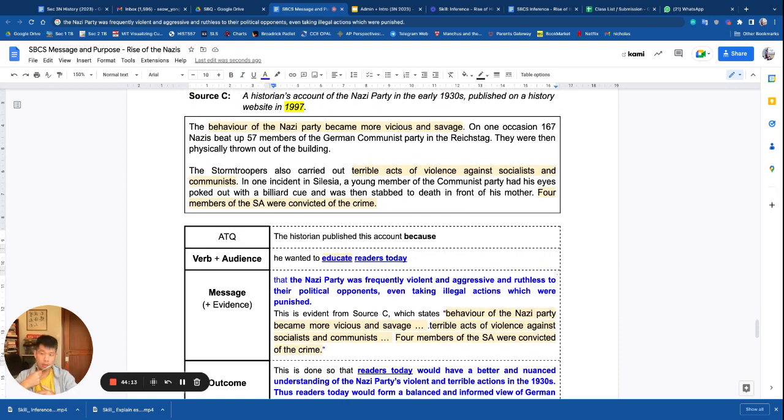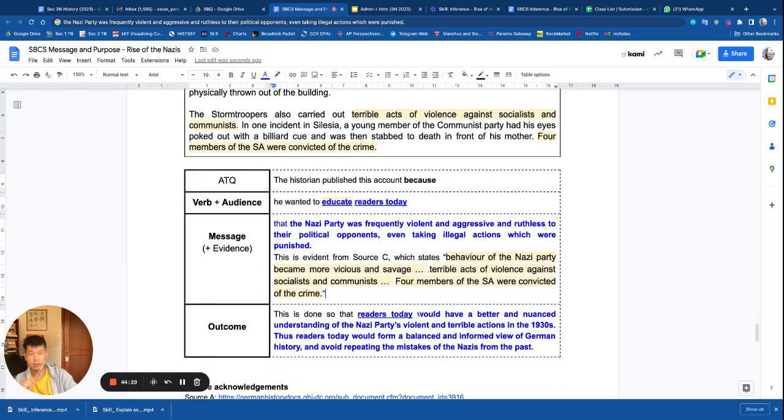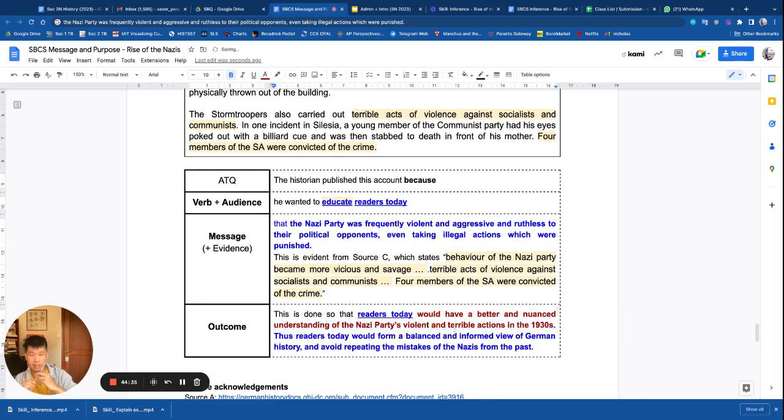Refer to the earlier part of this video if you want to see how we crafted the message for source C. The point for doing this again is to now see the other parts, the verb, audience, and outcome. Educate readers today that the Nazi Party was violent. We have all this evidence. So readers today will have a better and nuanced understanding of the Nazi Party's terrible and violent actions in the 1930s.